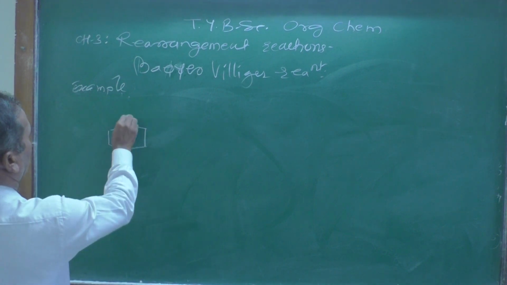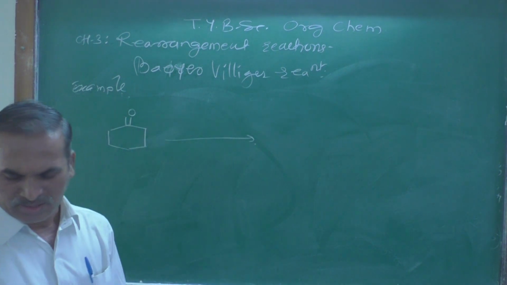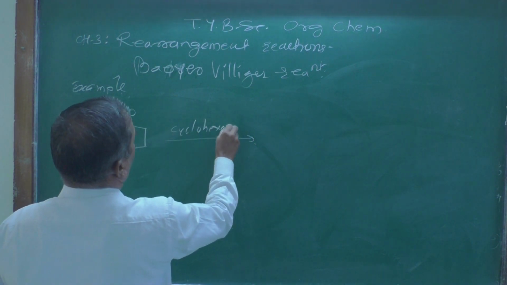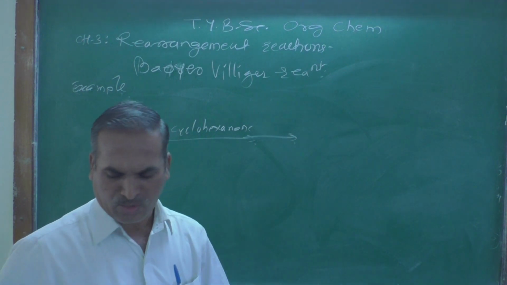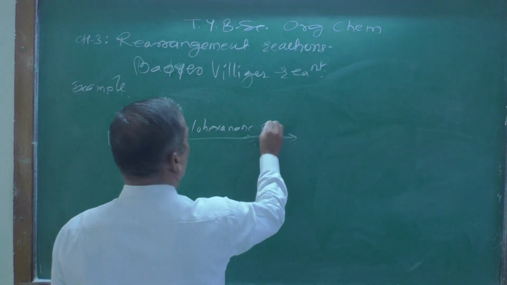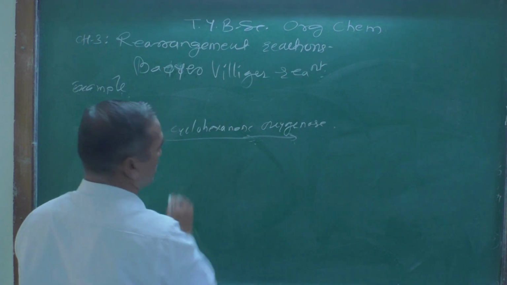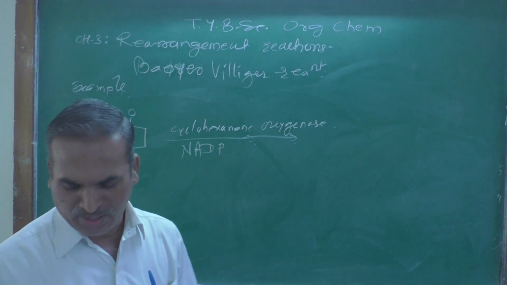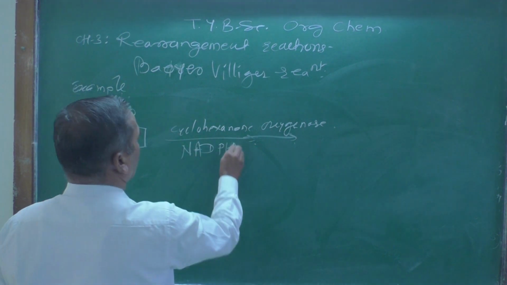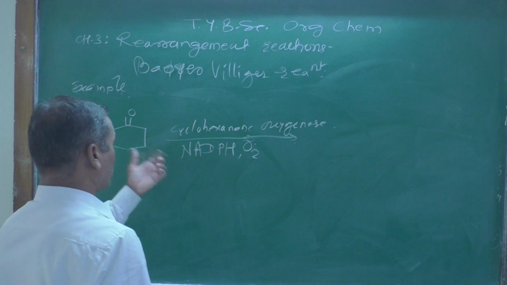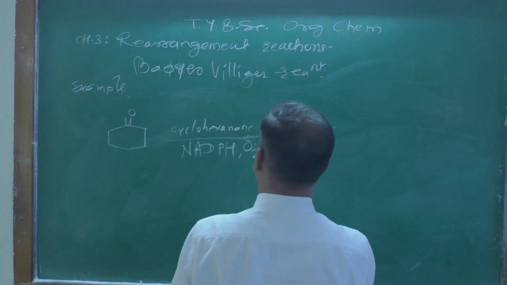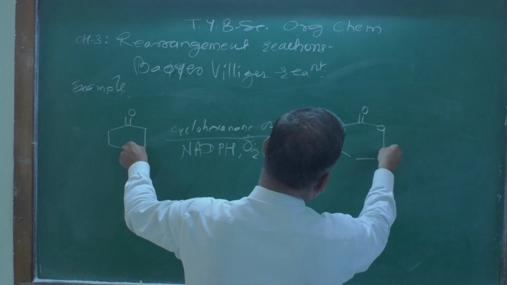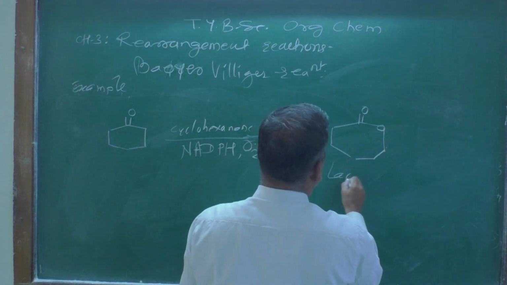Suppose you have this cyclohexanone and it is treated with an enzyme like cyclohexanone monooxygenase, with NADPH and O2. This type of enzyme is employed here, and we get the lactone like this. Now it is a 6-membered ring and you get a 7-membered ring like this. So this is the lactone which we got over here.